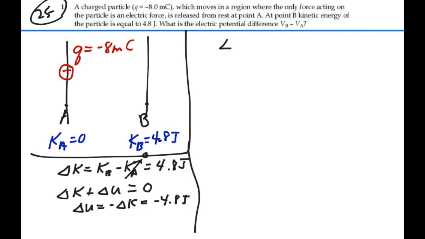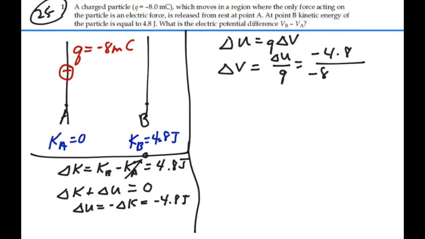Alright, well, the change in potential energy should be equal to the charge times the change in potential. So our change in potential will equal the change in potential energy divided by the charge. That is a negative 4.8 joules divided by a negative 8 millicoulombs, 8 times 10 to the minus 3. If we calculate that, 4.8 divided by 8 times 10 to the minus 3, we get 600 volts.